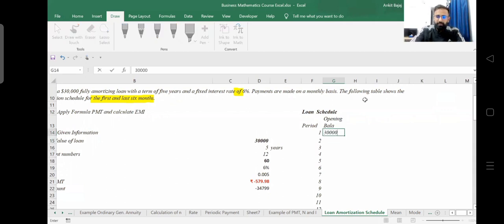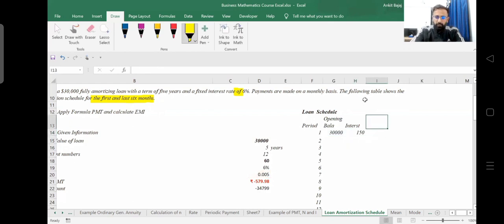30,000. Now, if I calculate the interest amount, we have already calculated it. Per month we have to pay 0.5% interest, right? So on this opening balance you will be calculating interest here. So it will be 30,000 into 0.5%. I'm taking it from here, and I will freeze this interest percentage here. So put a $ sign here.